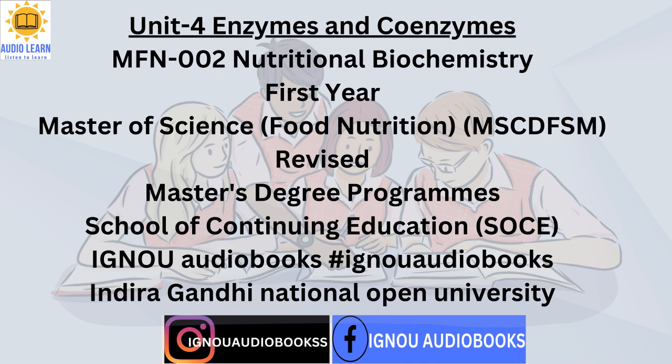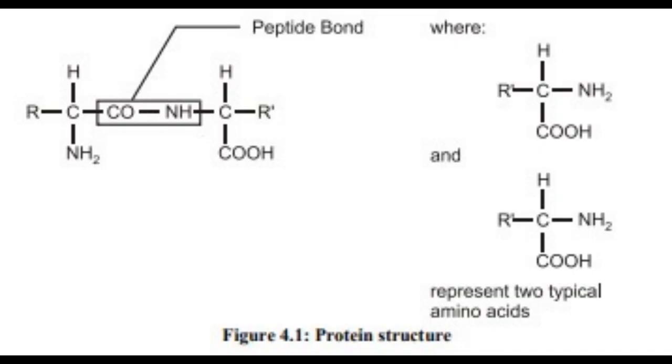Objectives: after studying this unit, you will be able to classify enzymes and coenzymes, discuss their chemical nature and functions, describe the factors on which enzyme activity depends, and explain the diagnostic use of enzymes. 4.2 Introduction to Enzymes and Coenzymes. Let us start by understanding what enzymes are. Enzymes are the proteins that catalyze biochemical reactions.